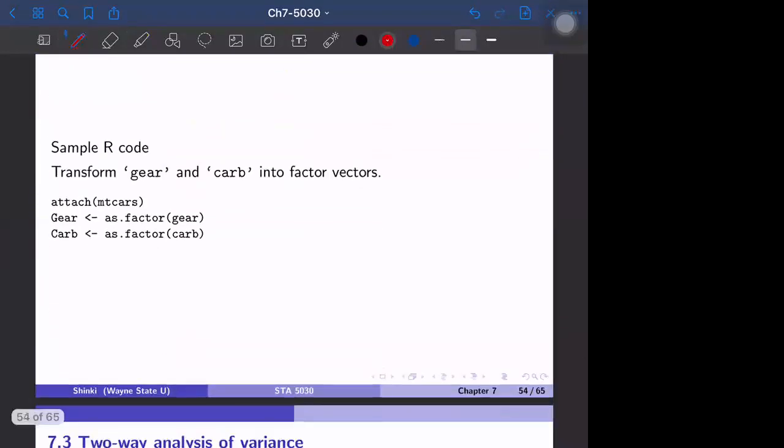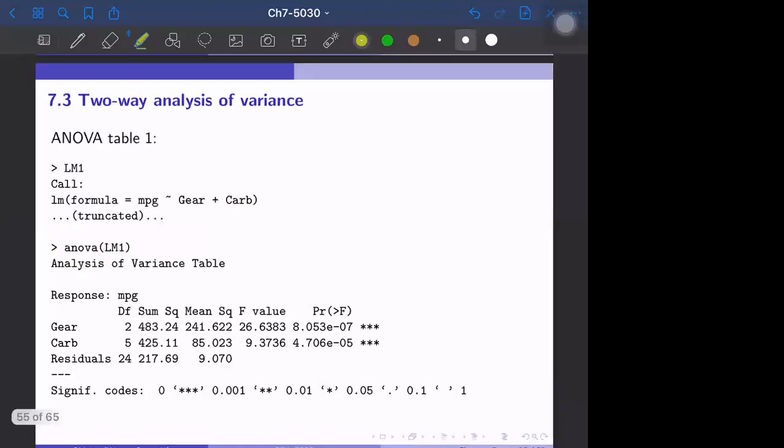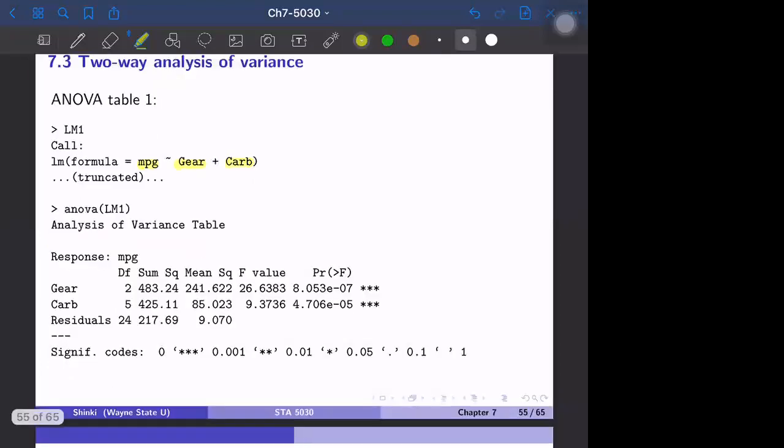And we can still fit in the same way. At first, the gear and carburetor variables are recognized as numeric in R, so we have to make them factors first, using the factor function. Then we regress the MPG on gear and carburetor, and we get this table.